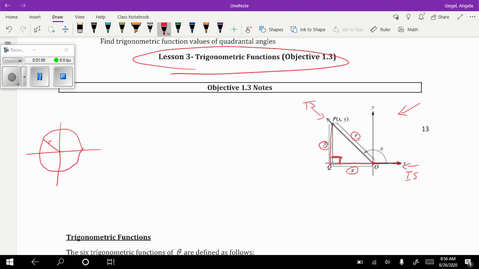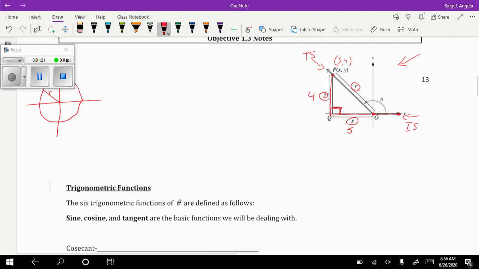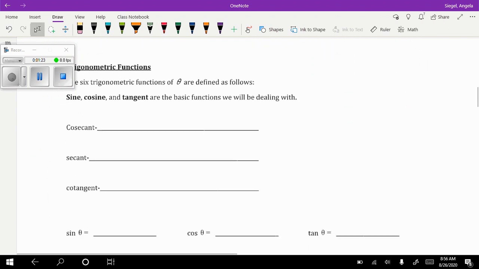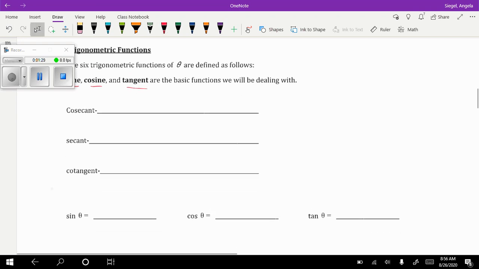And your coordinate point, so let's put some numbers. So this is 5, this was 4. Your coordinate point out here would be (5, 4). And so that's really going to come into play when we talk about these trig functions. So you learned in geometry about sine, cosine, and tangent. So we're going to jump down here.